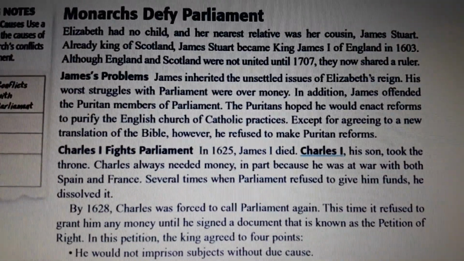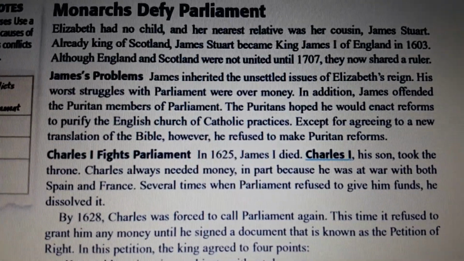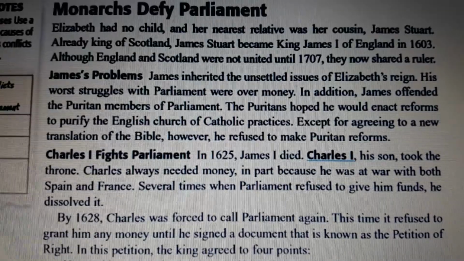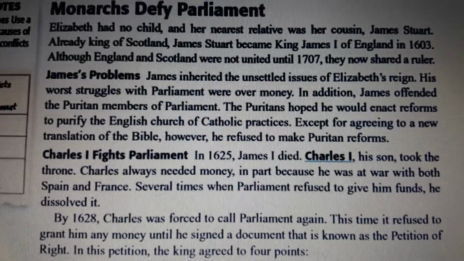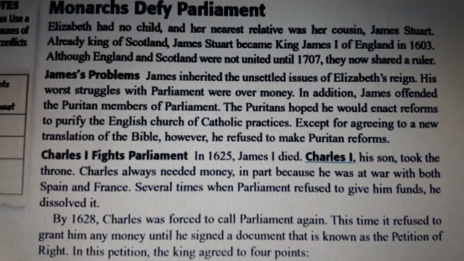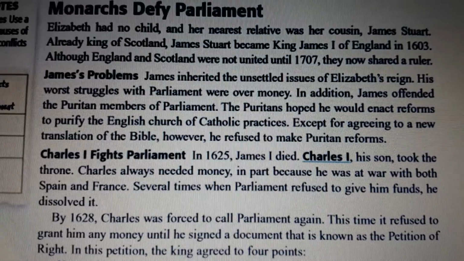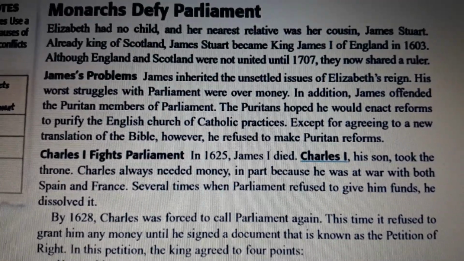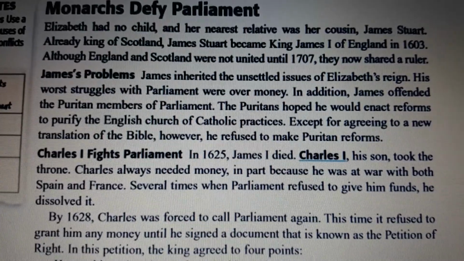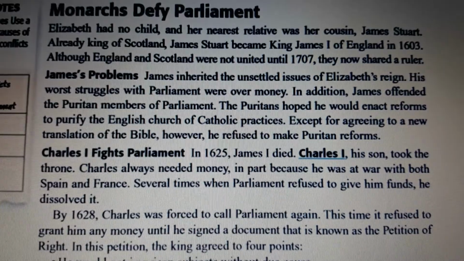Elizabeth had no child, and her nearest relative was her cousin James Stuart. Already King of Scotland, James Stuart became King James I of England in 1603. Although England and Scotland were not united until 1707, they now shared a ruler. James's problem. James inherited the unsettled issues of Elizabeth's reign. His worst struggles with Parliament were over money.